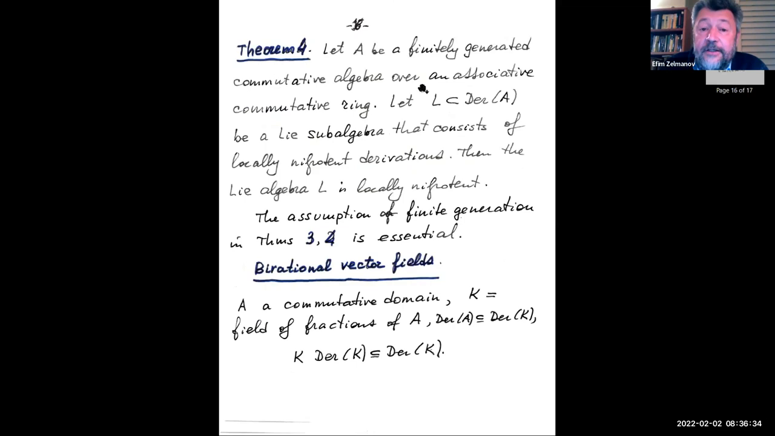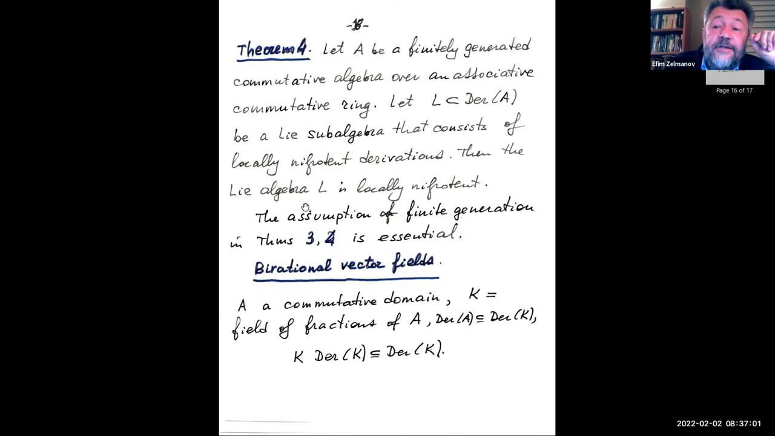Now, the theorem. Let A be a finitely generated commutative algebra over an associative commutative ring. Here, no restrictions on characteristic. Let L be a Lie algebra of derivations that consists of locally nilpotent derivations. Then, yes, this Lie algebra is locally nilpotent.